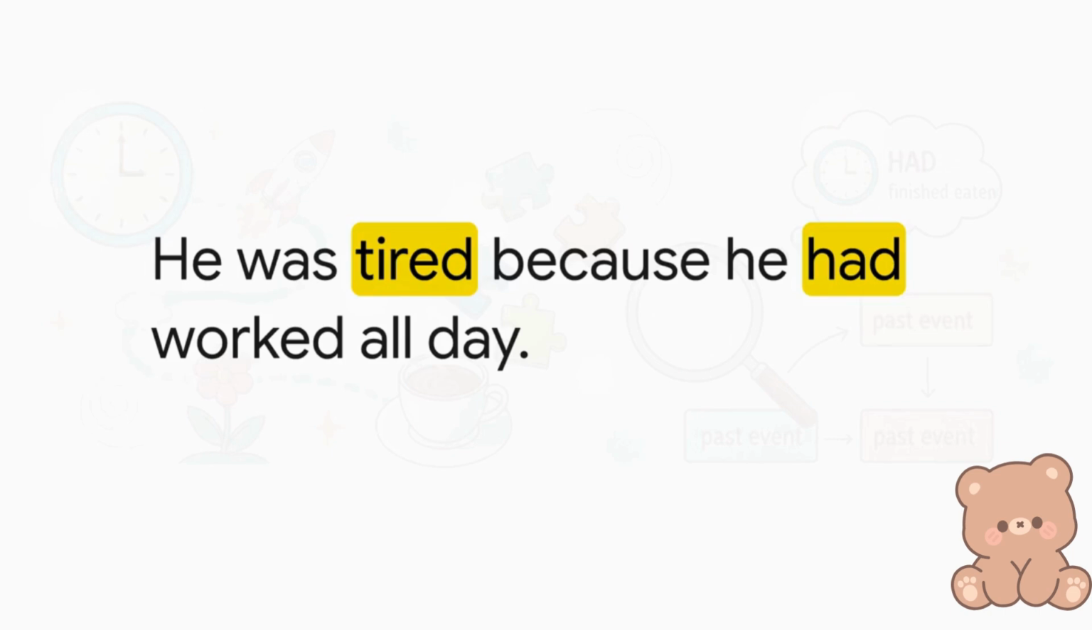So, the crucial point is how we use this to explain why something happened in the past. Look at this sentence. He was tired because he had worked all day. We have the simple past, was tired. Well, why was he tired? We time traveled backward to find the cause. He had worked all day. This perfectly demonstrates showing cause in the past.